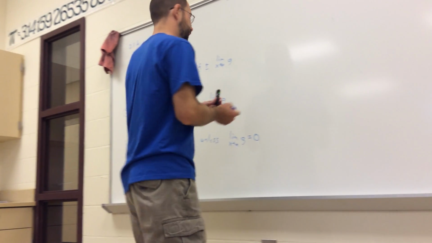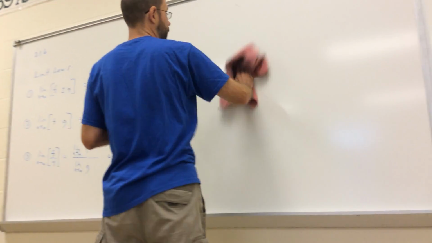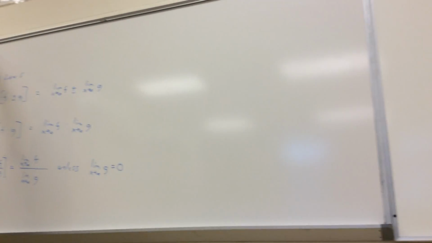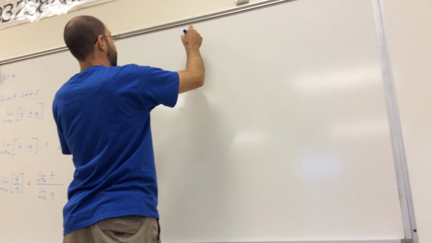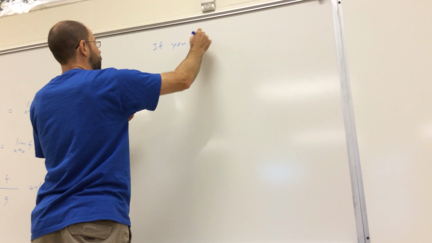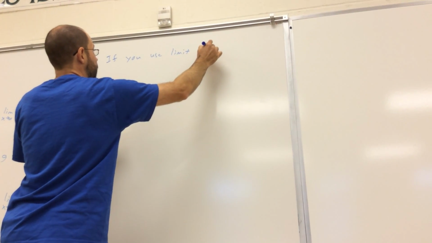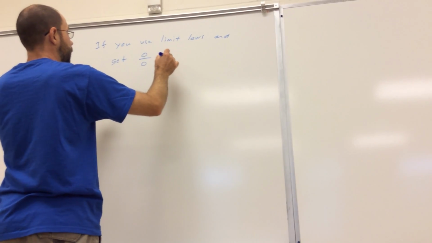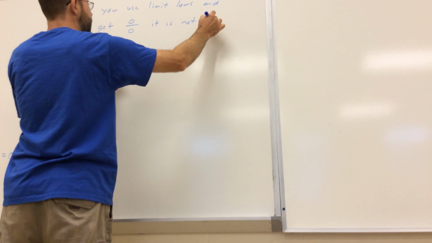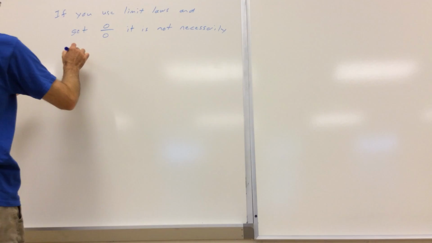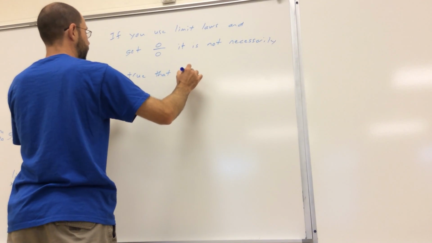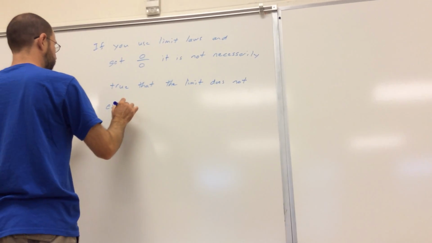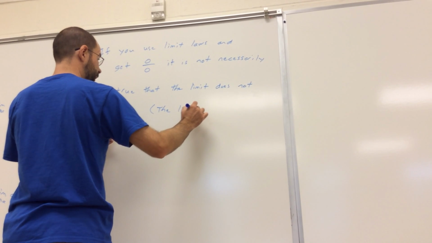Okay, so just to emphasize that even further, if you use limit laws and get 0 over 0, it is not necessarily true that the limit does not exist. In other words, the limit might exist.